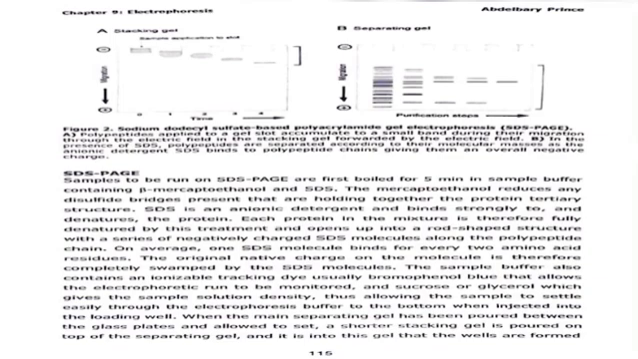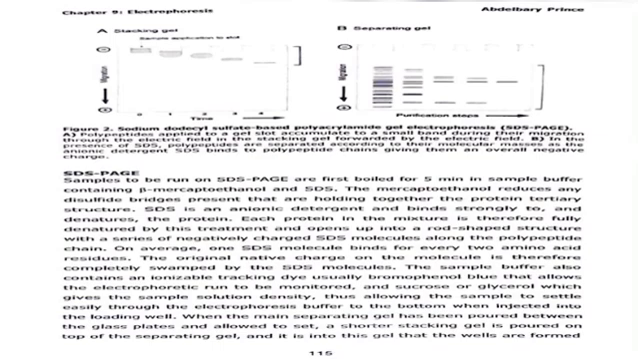SDS-PAGE. Samples to be run on SDS-PAGE are first boiled for 5 minutes in a sample buffer containing beta-mercaptoethanol and SDS. The mercaptoethanol reduces any disulfide bridges present that are holding together the protein tertiary structure. SDS is an anionic detergent and binds strongly to and denatures the protein. Each protein in the mixture is therefore fully denatured by the treatment and opens up into a rod-shaped structure with a series of negatively charged SDS molecules along the polypeptide chain. On average, one SDS molecule binds for every 2 amino acid residues. The original native charge on the molecule is therefore completely swamped by the SDS molecules.